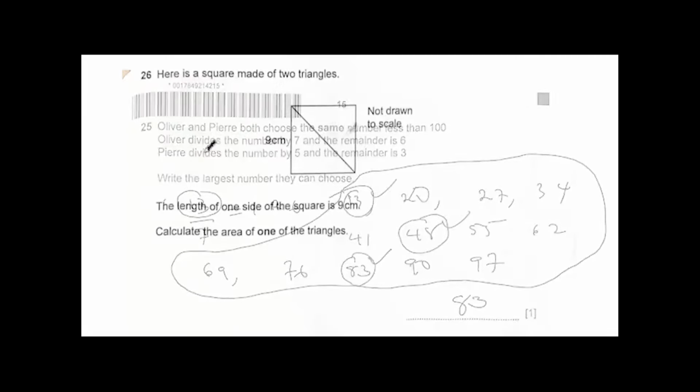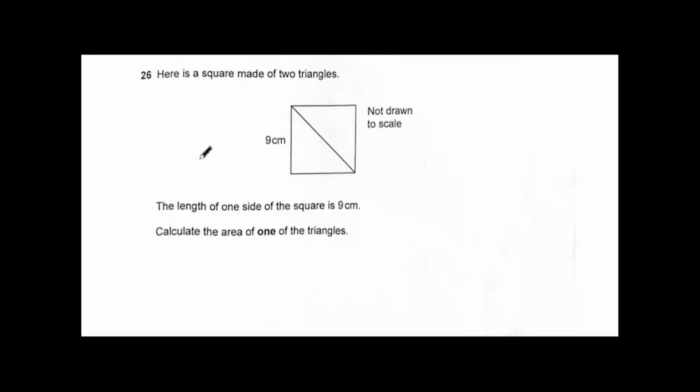So this is the next question, and it is the last question here. A square is made of two triangles as given below. The length of one side of the square is 9 centimeters. So that means this place will also be 9 centimeters, 9 centimeters, 9 centimeters, as the sides of a square are equal.